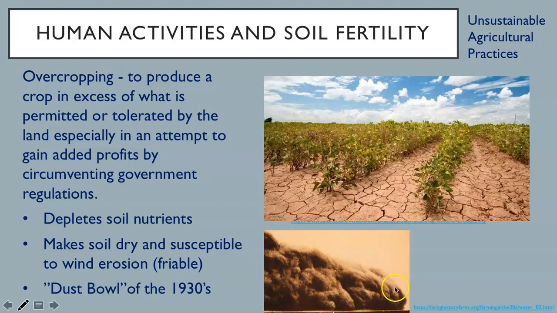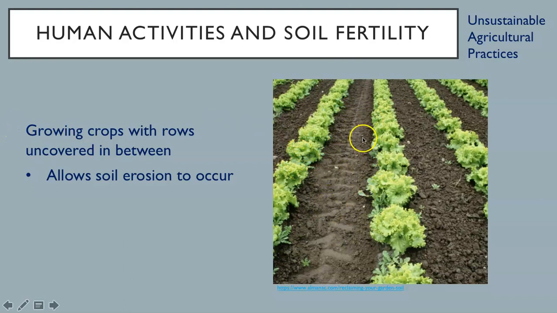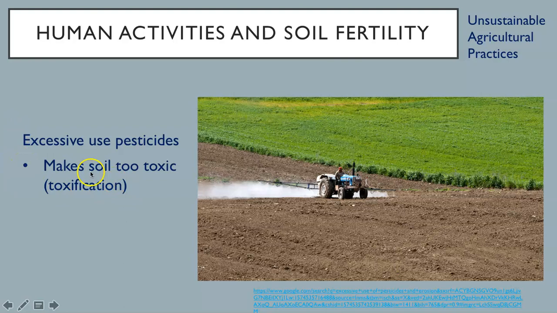Total removal of crops after harvest leaves the soil open to erosion. It leaves no organic matter behind, which then leaves the soil open to erosion. Growing crops with rows uncovered in between allows soil erosion to occur. Plowing in the direction of the slope makes ready-made channels for rainwater to flow, which of course leads to erosion. Excessive use of pesticides makes the soil too toxic. This is called toxification of the soil.